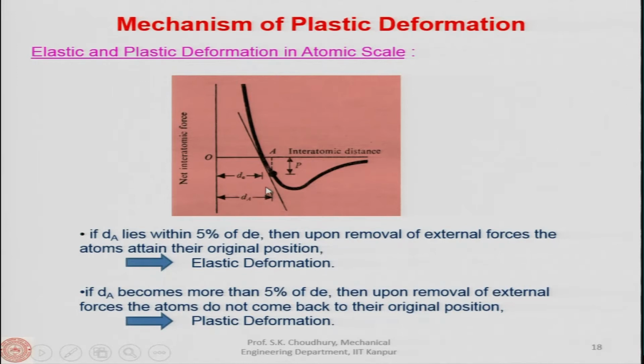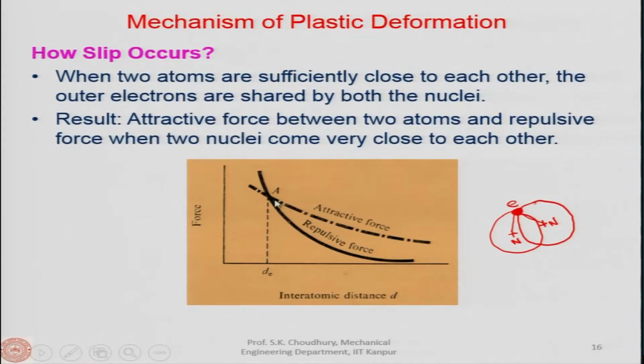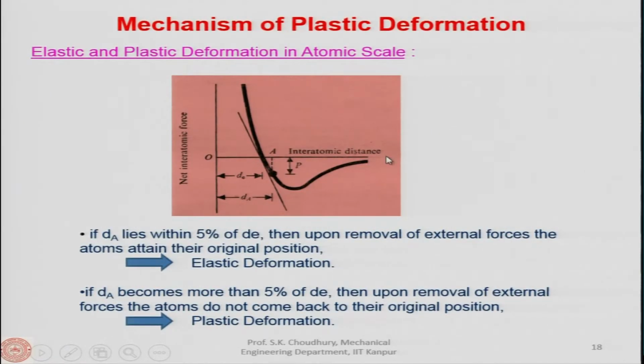Now, suppose this is the point where the tangent intersects the x axis, the zero level. That means at this point the attractive force and the repulsive force will be the same. I am talking about this curve, if you remember. This is the point where the tangent will intersect, as shown here, and this is the zero point. Zero point means that at this point the attractive force and the repulsive force magnitude will be the same. Therefore, this distance from here is called the equilibrium distance.